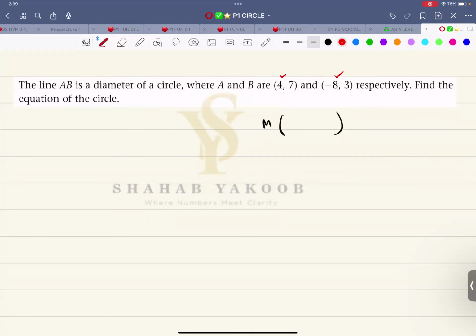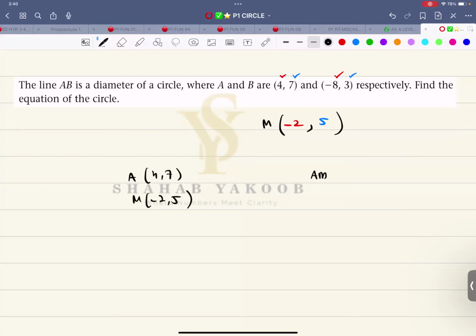4 and negative 8 added, negative 4 over 2, which is negative 2. And over here, 7 plus 3 is 10, divided by 2 is 5. So that is the midpoint, not the perpendicular bisector. I think I'm obsessed with that. So now A is (4, 7), and M is (-2, 5).